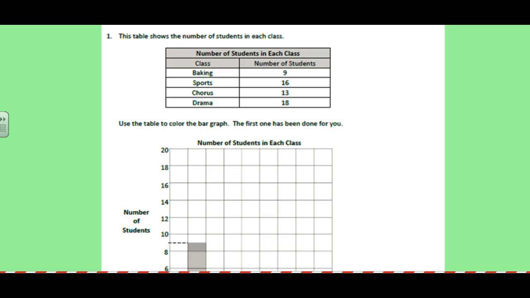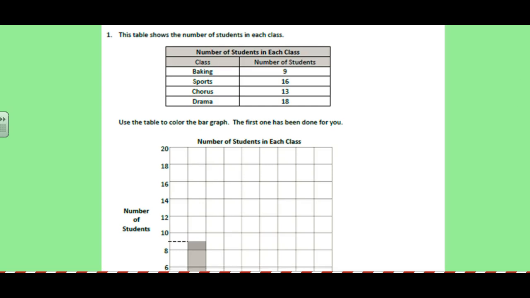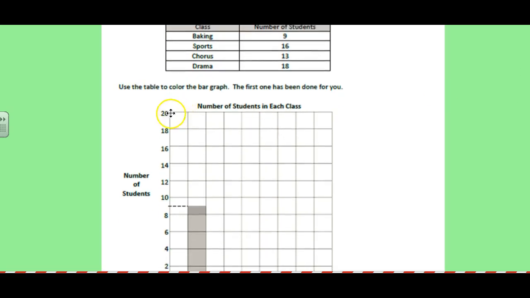Okay, so number 1, it says this table shows the number of students in each class. Use the table to color the bar graph. The first one has been done for you. So this part's easy because they've already done the scale for you.